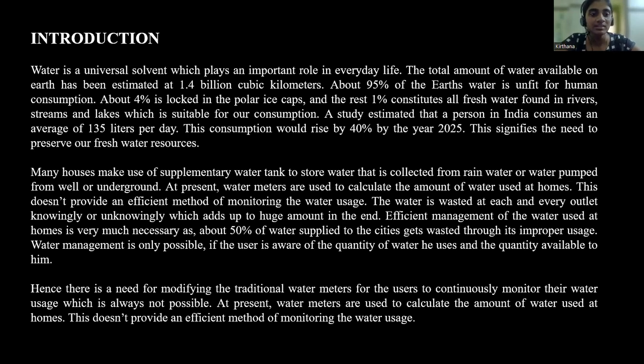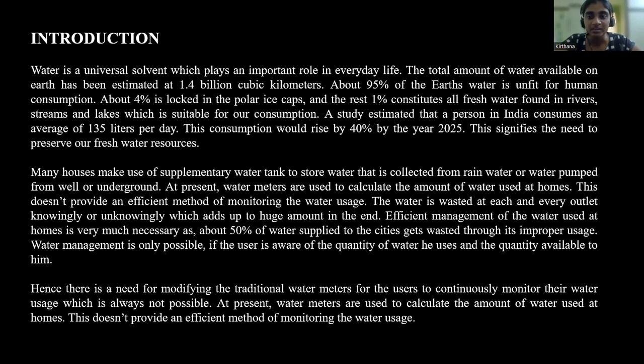Introduction. Water is a universal solvent which plays an important role in everyday life. The total amount of water available on Earth has been estimated at 1.4 billion cubic kilometers. About 95% of the Earth's water is unfit for human consumption. About 4% is locked in the polar ice caps, and the remaining 1% constitutes all fresh water found in rivers, streams, and lakes, which is suitable for our consumption.